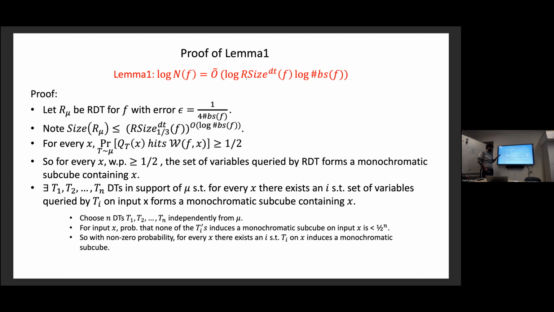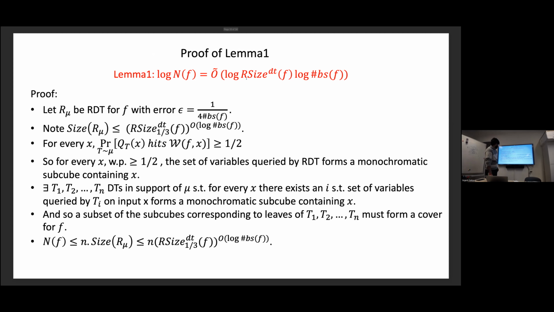That's what is written, which is in the probabilistic argument. So what this says is that the cover number is at most n times the size of R mu, because every tree in my support has size at most the size of, it's how size is defined, the maximum measure. It's n times the size of R mu, and the size of R mu is 1/3 error size to the power of log of block number. Just take a log and recover the lemma.